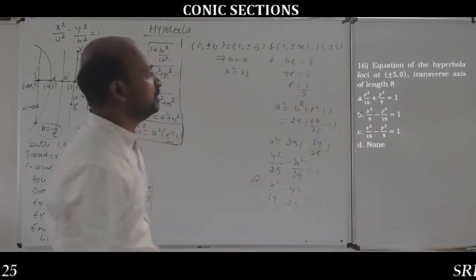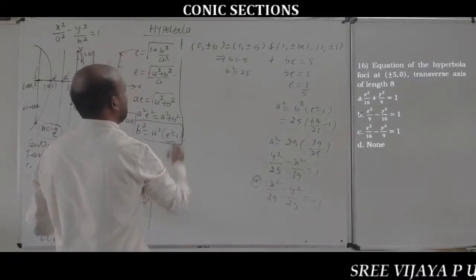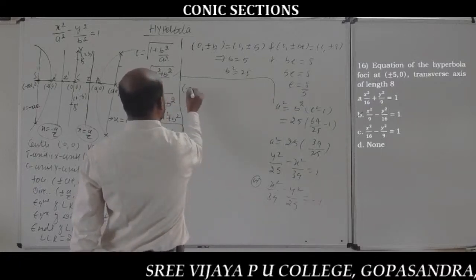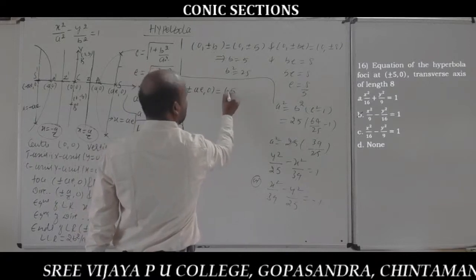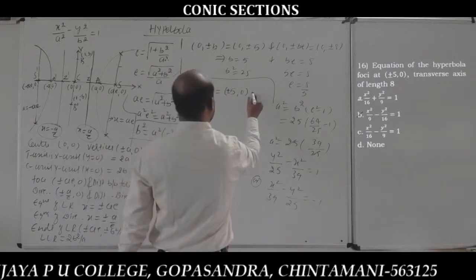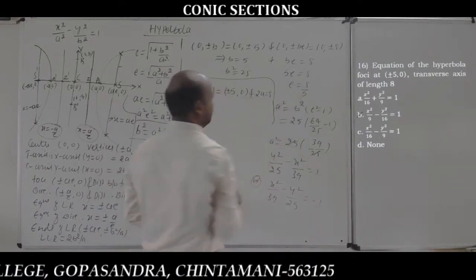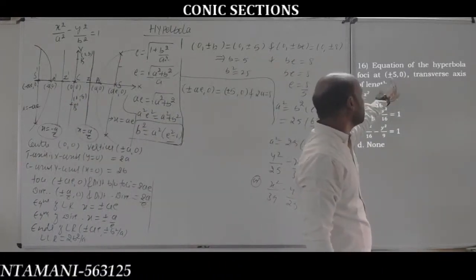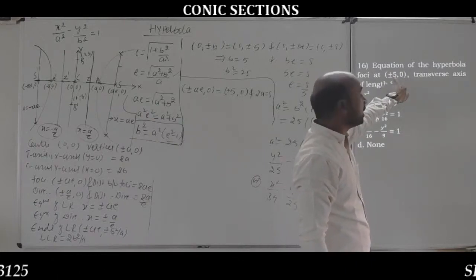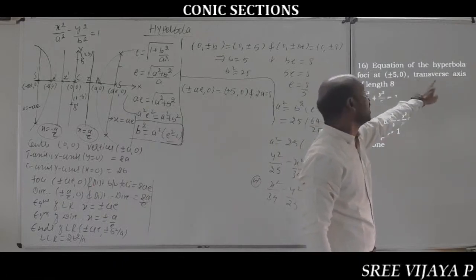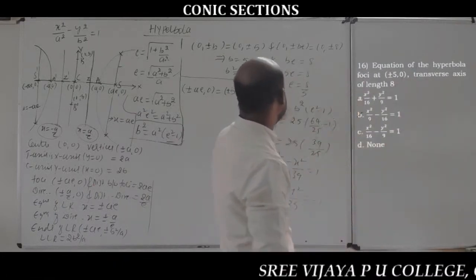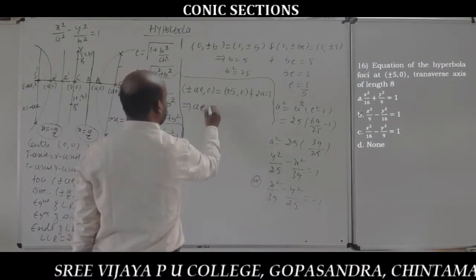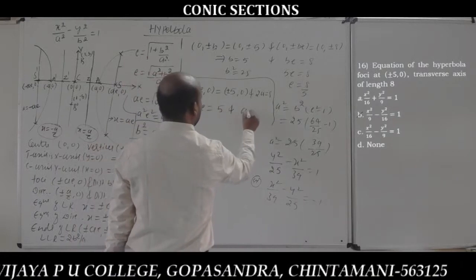Next one, equation of the hyperbola whose coordinates of foci, again the y coordinate is 0, coordinates of foci are (±ae, 0), that is (±5, 0), and the length of the transverse axis is 8. We have to find the equation of the hyperbola. Since the y coordinate is 0, we take (±ae, 0). Obviously in standard form the transverse axis is the x axis, length of transverse axis 2a is 8, and here a into e equals 5 and a equals 4.